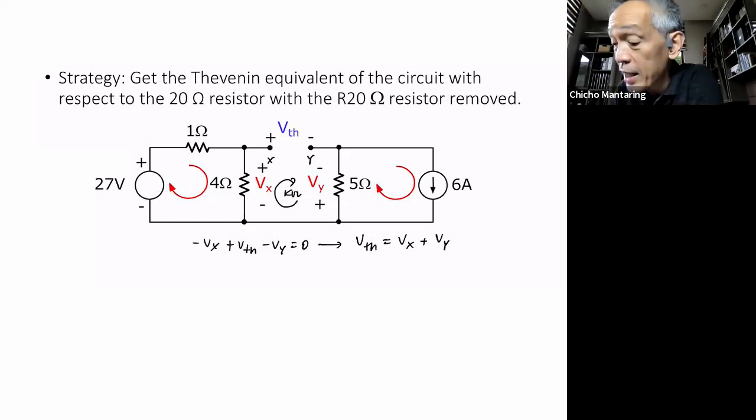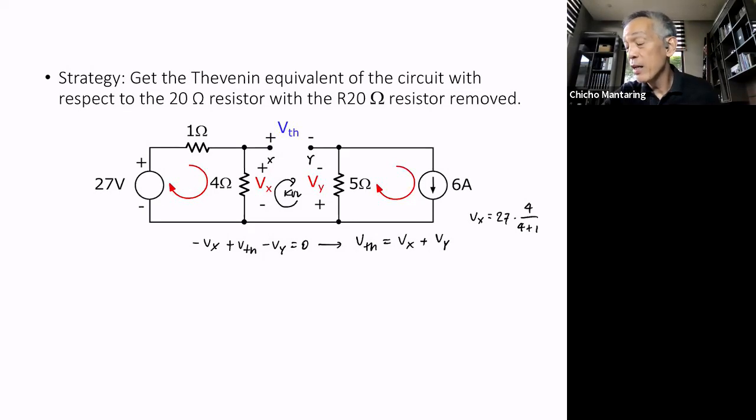Now, what is V of X? Ano itong value ng V of X? Since this is open, then this is just in series with this. And I can now use voltage divider. So V of X is just 27 multiplied by 4 over 4 plus 1. So that's 27 multiplied by 4/5.